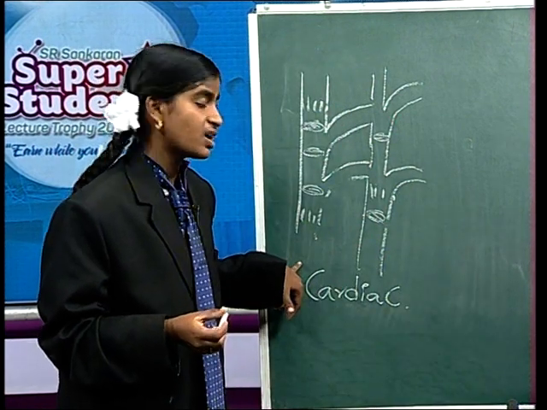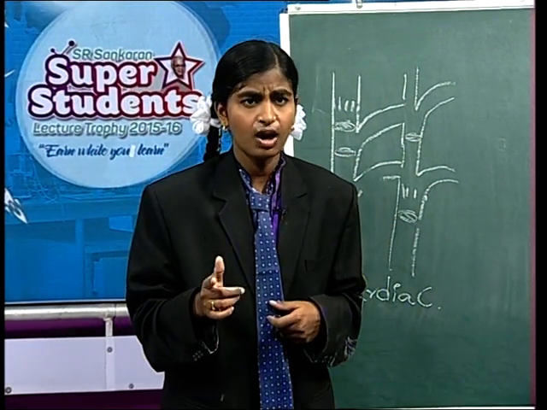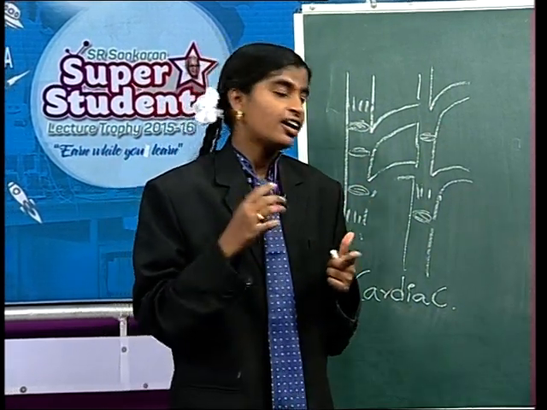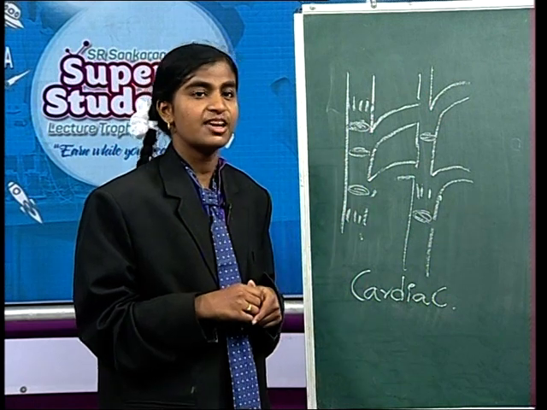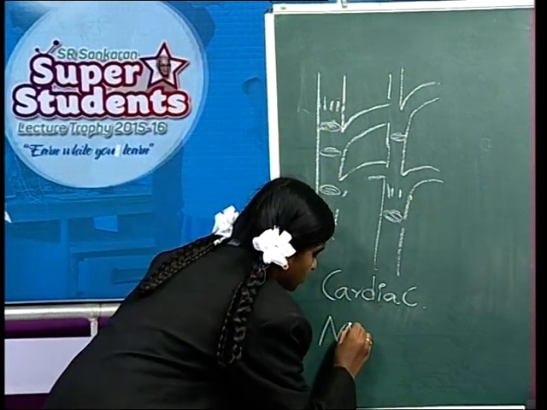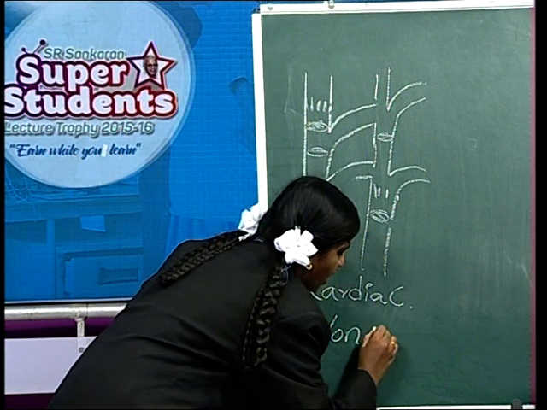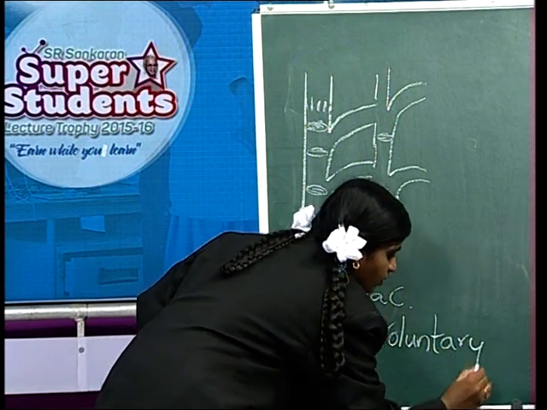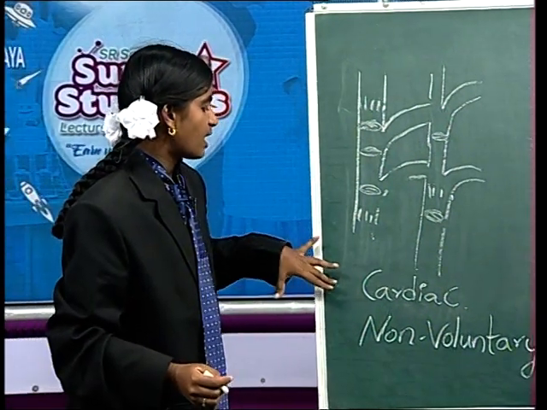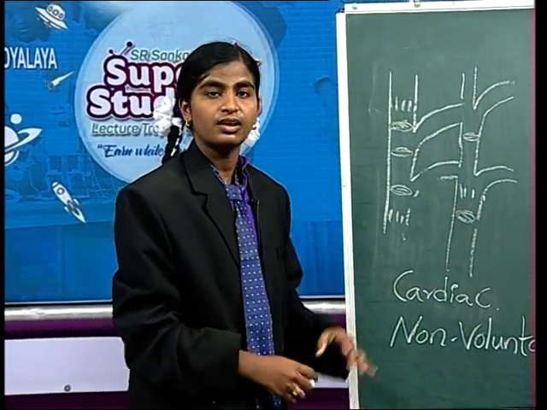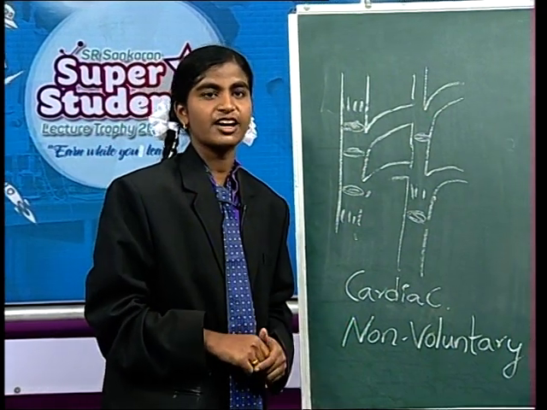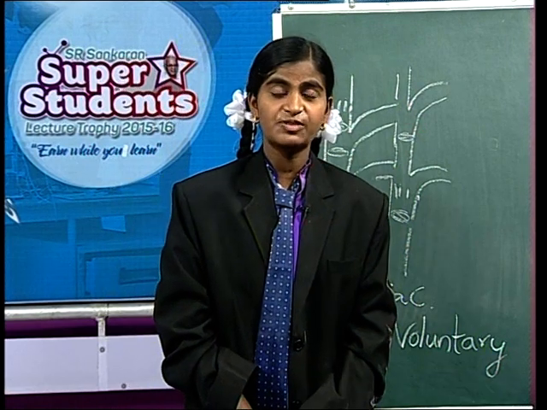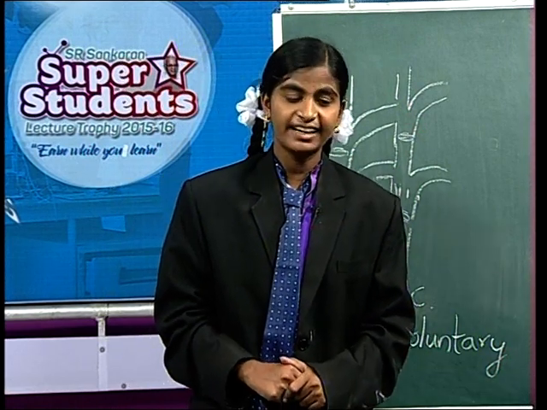And this cardiac muscle, can we stop the work of the heart? No. So, cardiac muscle is also a non-voluntary muscle. This is a non-voluntary muscle. Friends, now I am going to explain the structure of skeletal muscle.